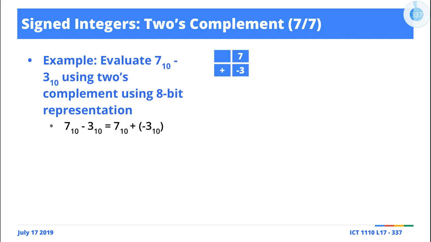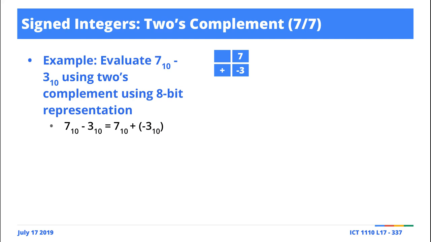So observe, we did this using 1's complement, but how do we evaluate 7 base 10 minus 3 base 10 using 2's complement? And again, we are using 8-bit representation. How would we do this? We go through a series of steps where we first of all convert 7 into binary using 2's complement. What is 7 in binary using 2's complement? Using 8-bit representation. 1, 1, 1. So this is our 7, right?